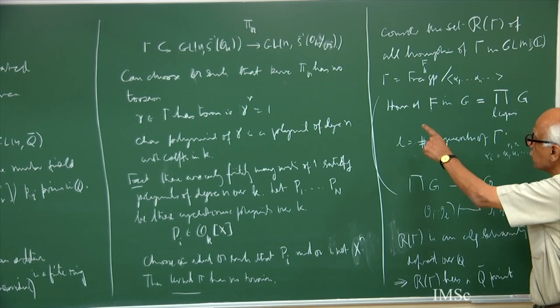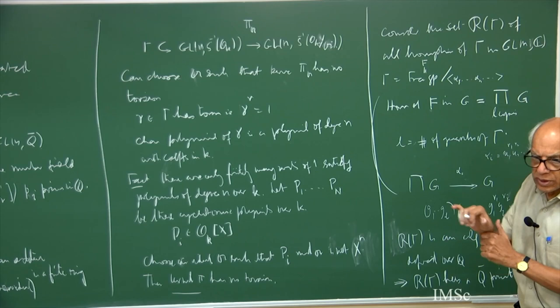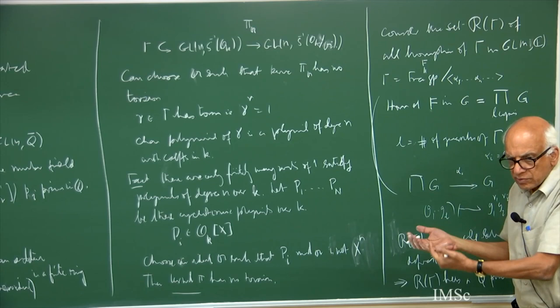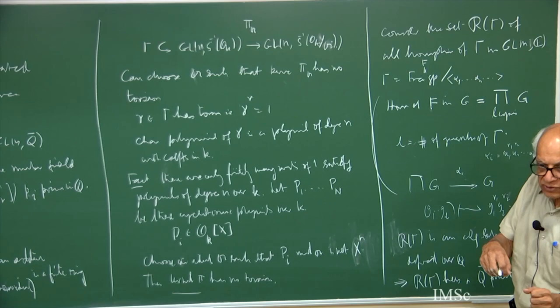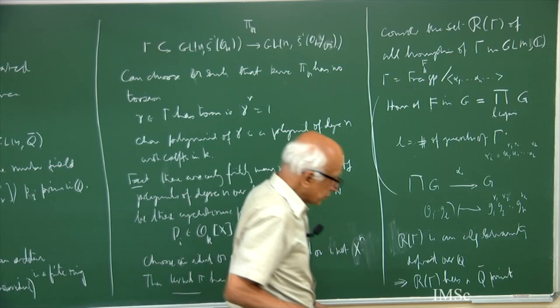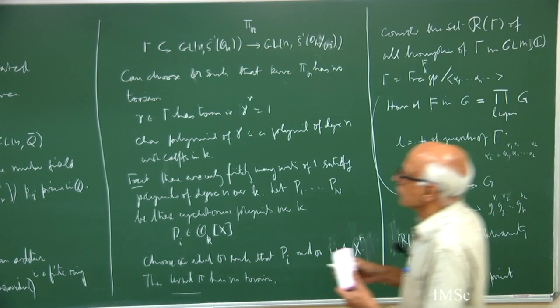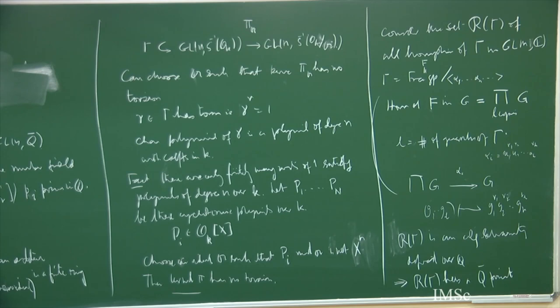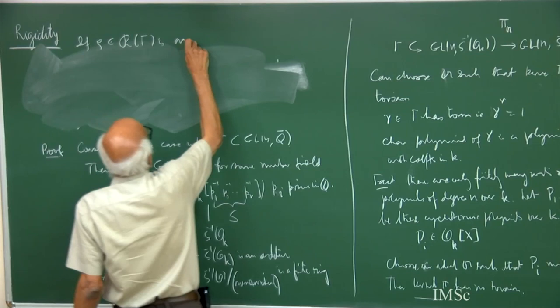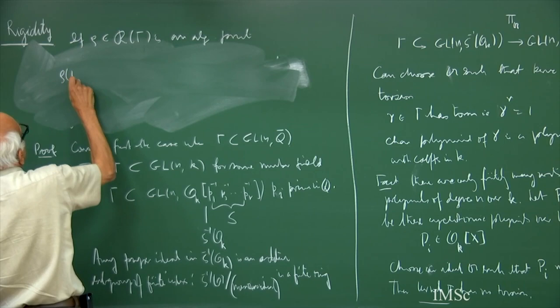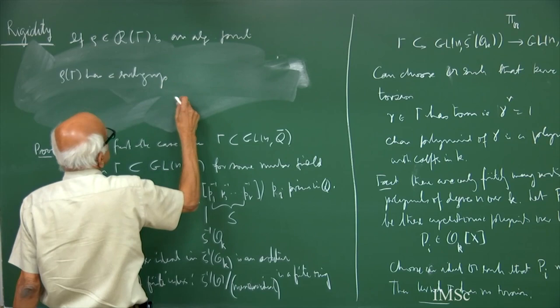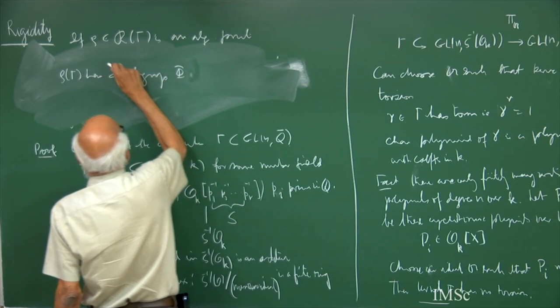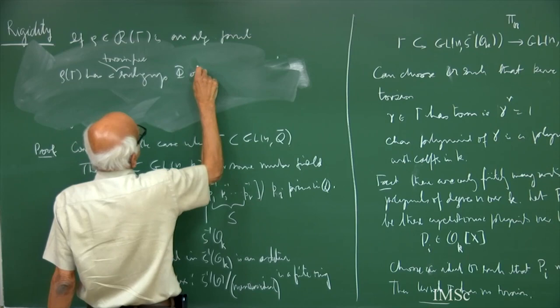In other words, the original inclusion may take it into some field, but I can move it inside the variety here to reach a point which is algebraic. And where the point is algebraic, I know that it has a subgroup of finite index which is torsion free. So if rho in R gamma is an algebraic point, I know that rho gamma has a torsion free subgroup phi of finite index. That's what we proved here earlier.